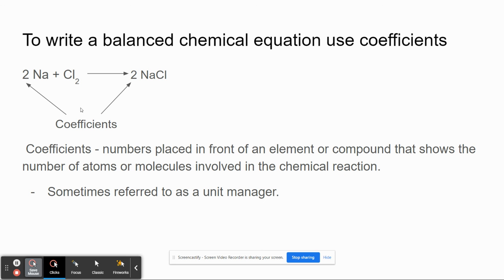So what we do to balance a chemical equation, we're going to get a ton of practice at this. What we do is we use something called unit managers. They're called coefficients.